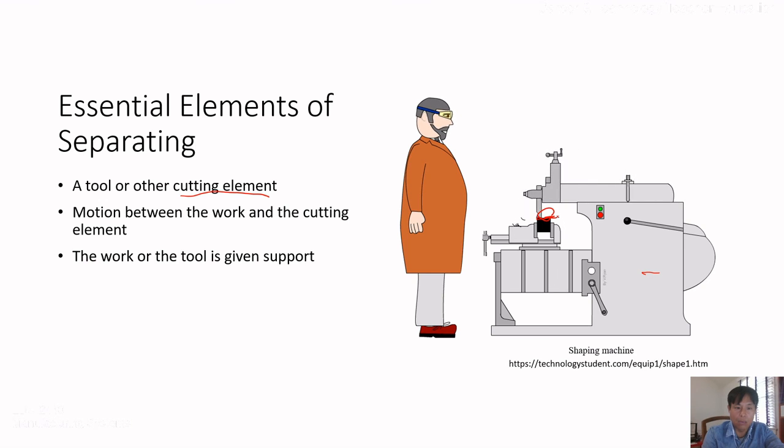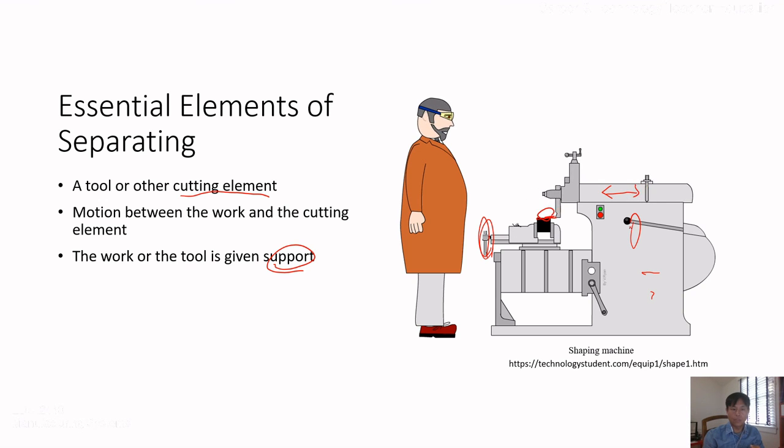And then there should also be motion. They have to move to cut the material. Like in this example, there's a back and forth movement. They call it reciprocal movement. And the third one is that the work or tool is given support. In this example, the material is supported by these devices. Also, the tool is supported by this machine.